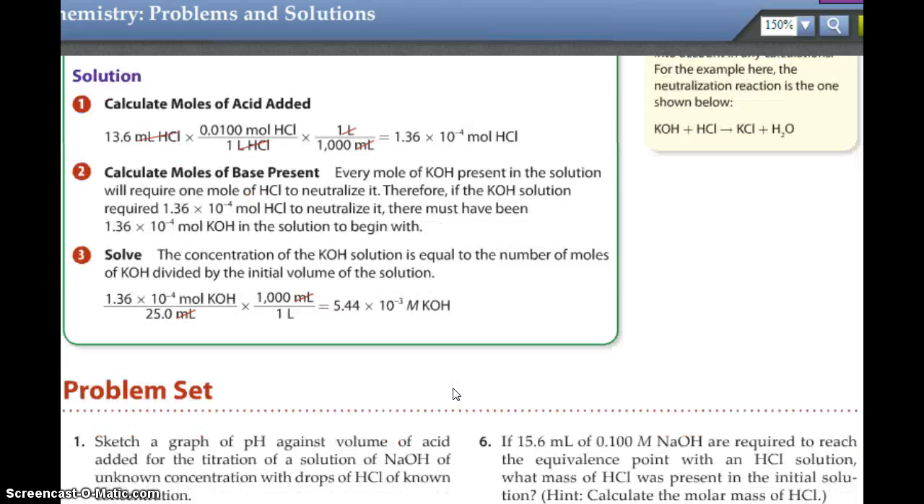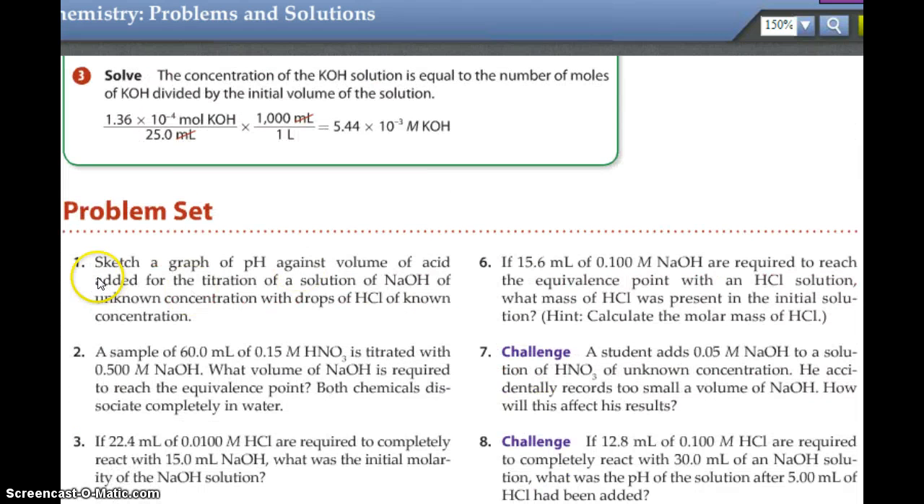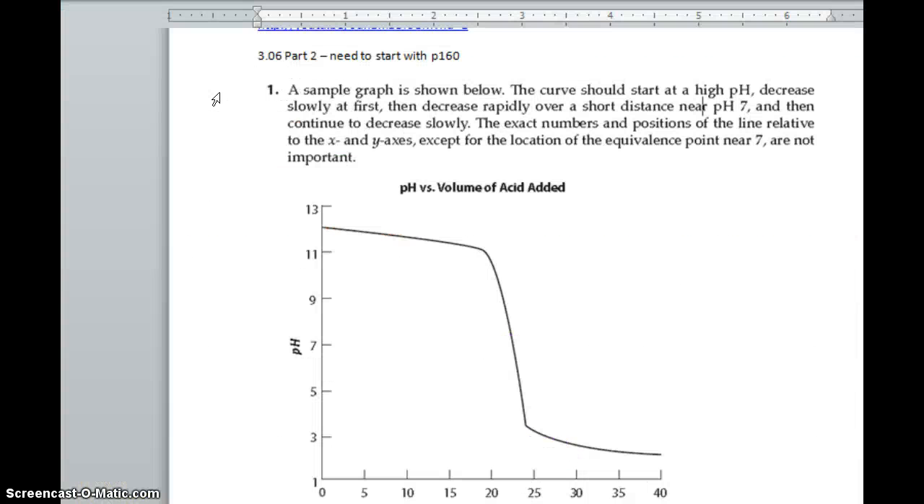All right, problem time. Number 1, sketch a graph of pH against volume of acid added for the titration of a solution of NaOH of unknown concentration with drops of HCl of known concentration. So I'm going to go through these one at a time. Hit the pause button, make your graph. When you're done, hit play again, and I'll go over the answer. And here's the answer. And remember, you always have the answers in your student guides as well.